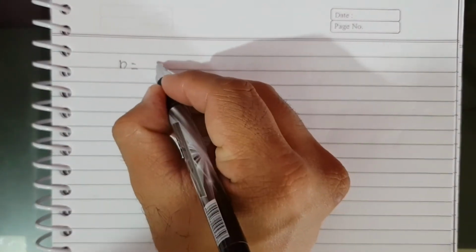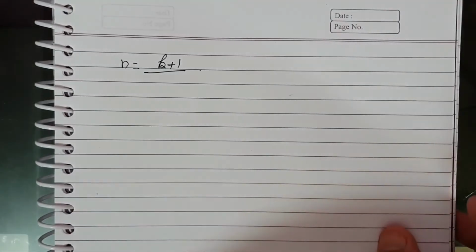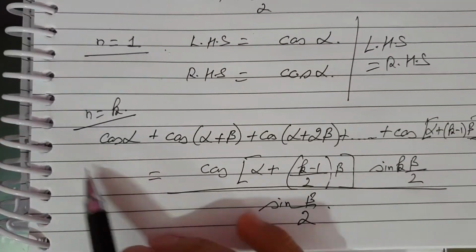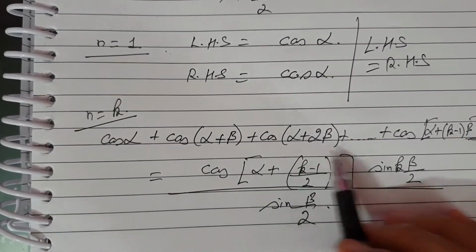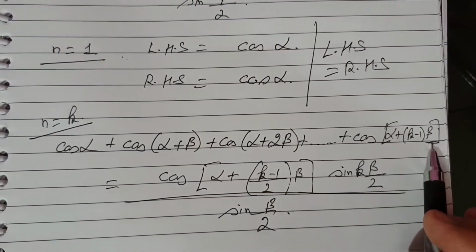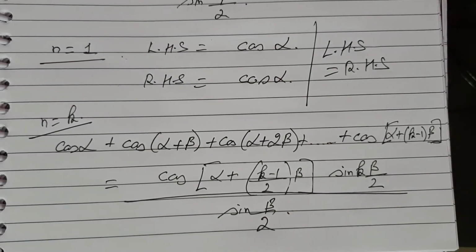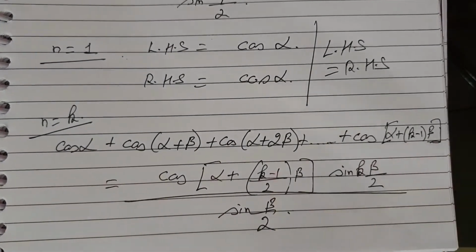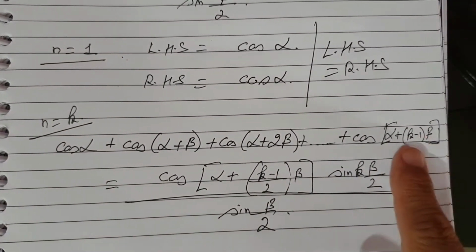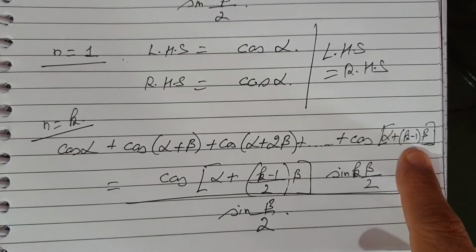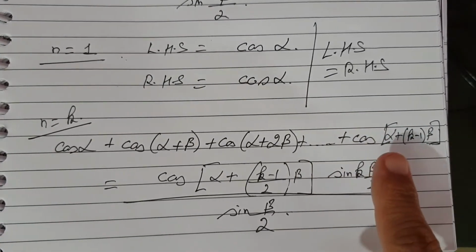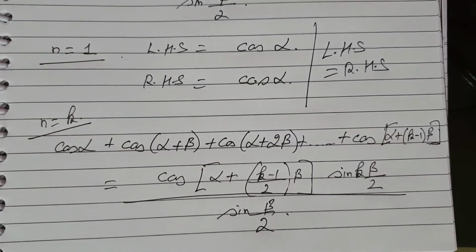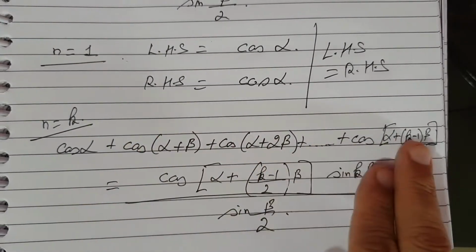Now we have to prove the statement for n equals k plus 1. We will take this part only: cos alpha plus beta plus cos alpha plus 2 beta and so on up to cos alpha plus k minus 1 beta. Now we replace k by k plus 1, so our statement will be this plus cos alpha plus k beta, because the plus 1 and minus 1 get cancelled. So we have to add cos alpha plus k beta. We will add this on both sides of the equation.